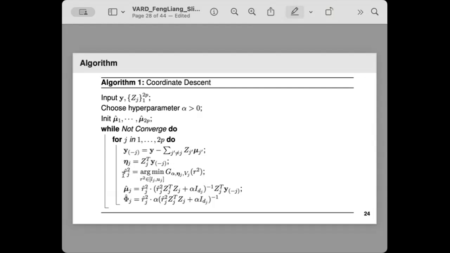Once we find the optimal choice of r squared, which is just a one-dimensional optimization problem, then we can update the variational mean mu and the covariance matrix phi. Then we do the update for all the 2p components and iterate. Once we finish all this, what's really useful is the variational mean mu, because that's the one we can use to replace the unknown coefficient beta.